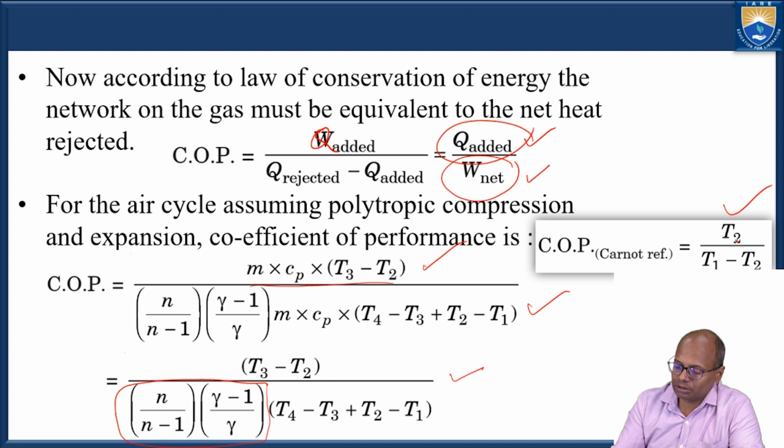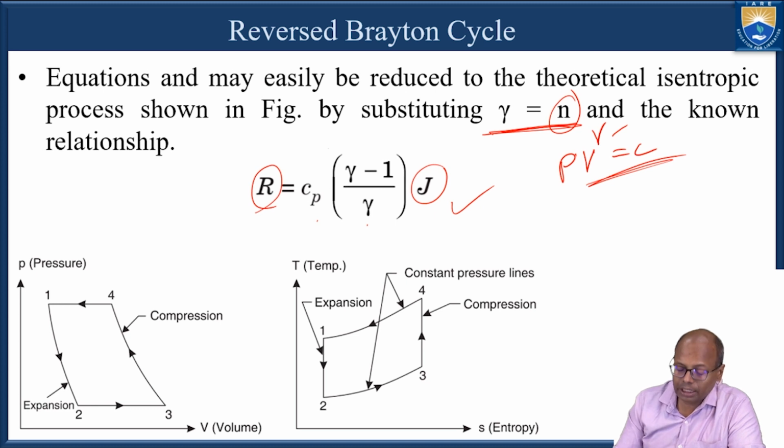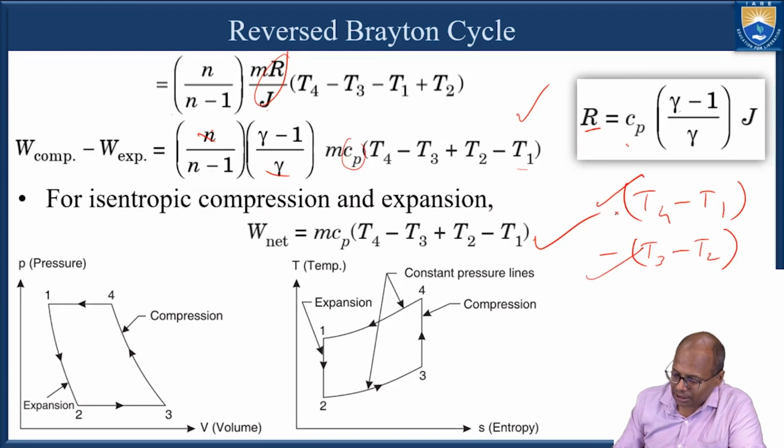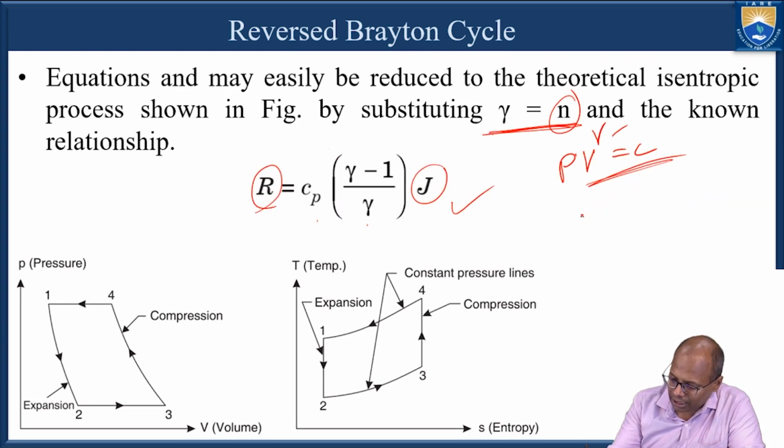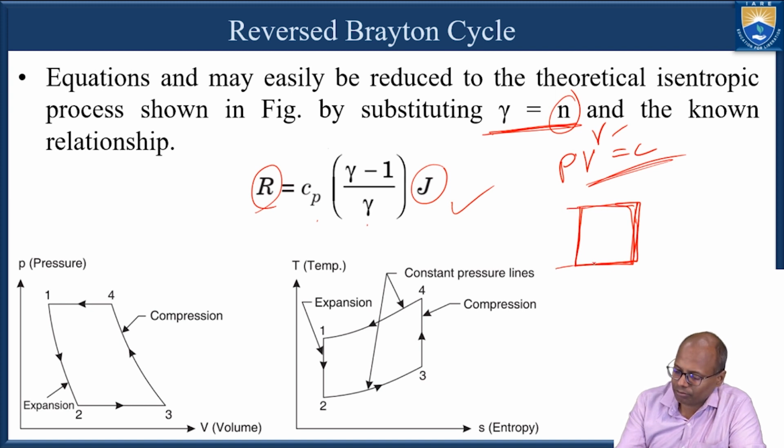Now, what is the Carnot refrigeration cycle? If you remember, this is the Brayton cycle. Now, similar to this, what is our Carnot cycle diagram? So the Carnot cycle diagram is, as I have discussed, these two are constant temperature processes. And this is T2 and T1. That is what they are taking.